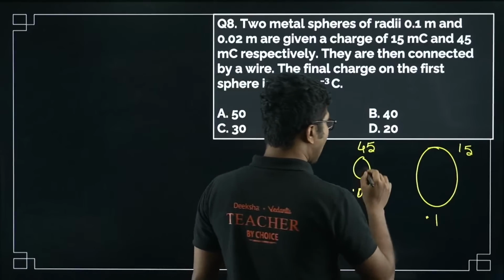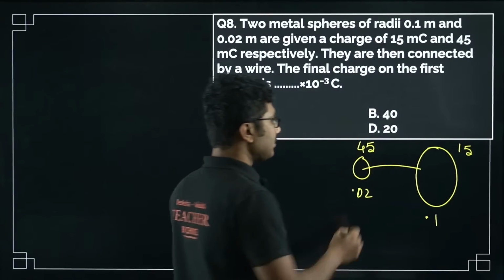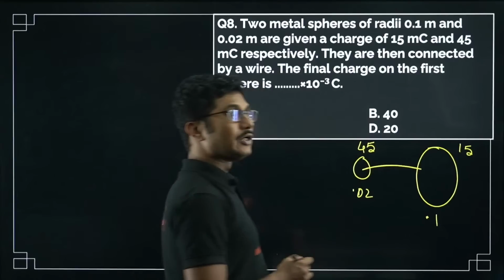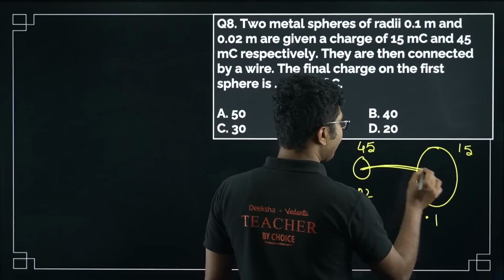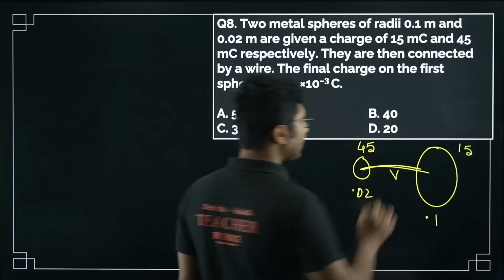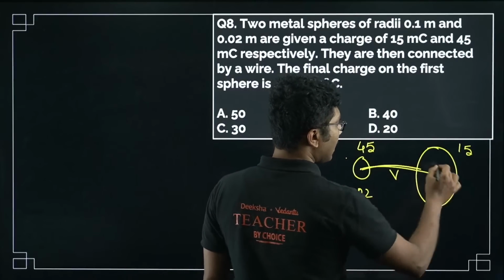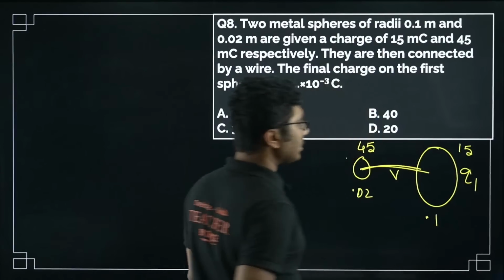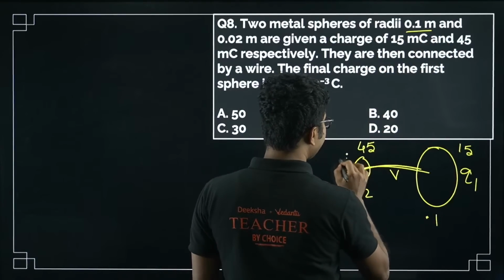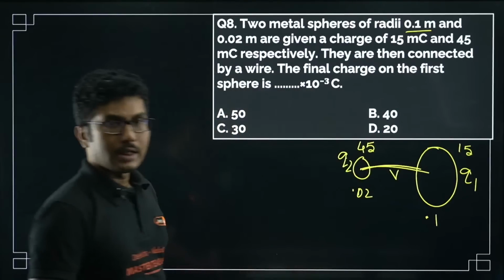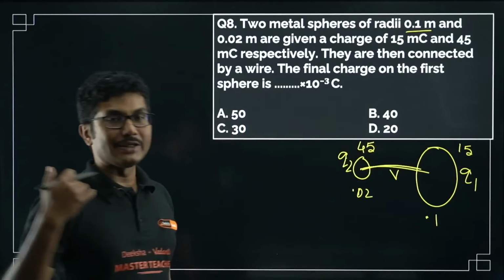What is the shortcut way? After you connect both the spheres, both the spheres should have equal potential. Okay, so after you connected them, both of them should have equal potential, that is equals to V. Suppose the charge on the first sphere is Q1 because this is first obviously, and the charge on the second sphere is Q2. Right, so once the charges are distributed, both the spheres have equal potential.